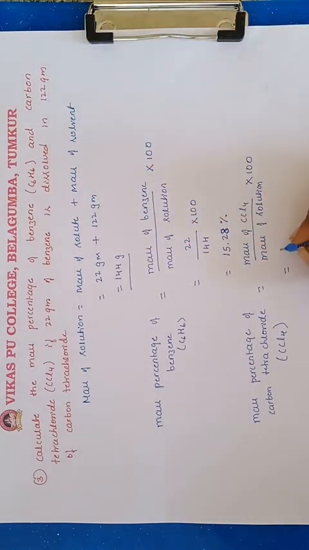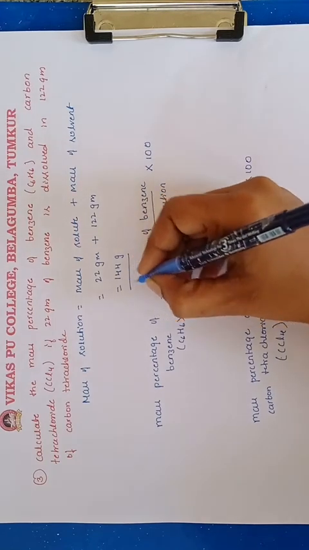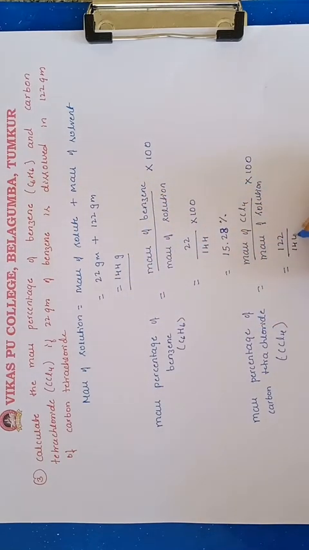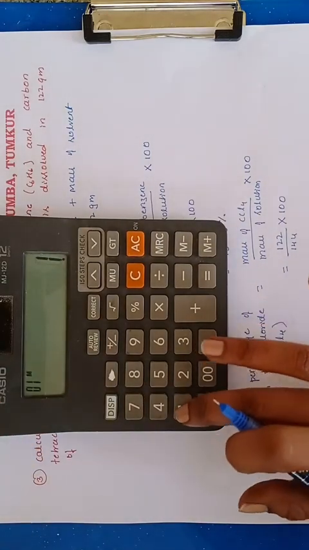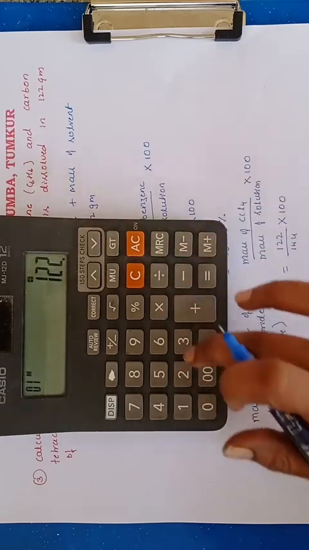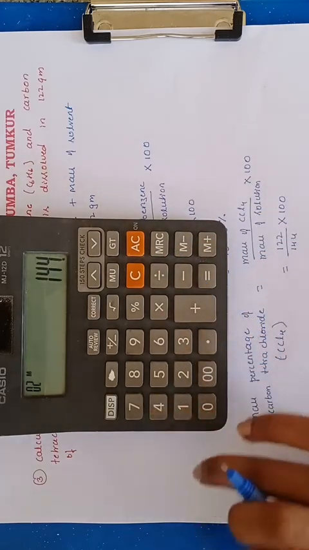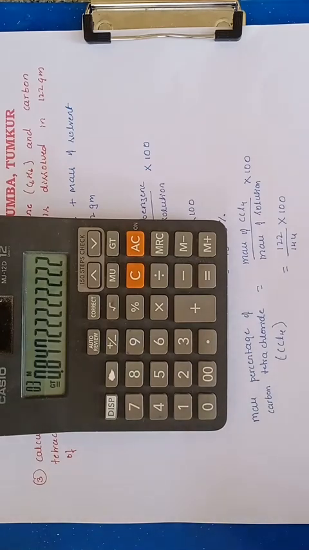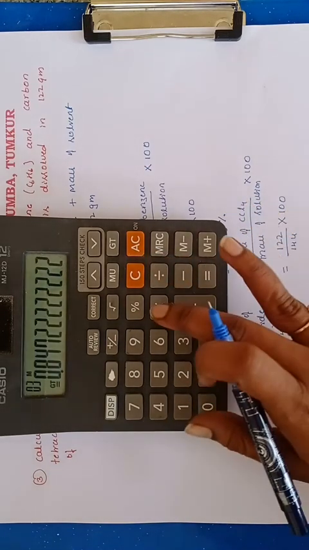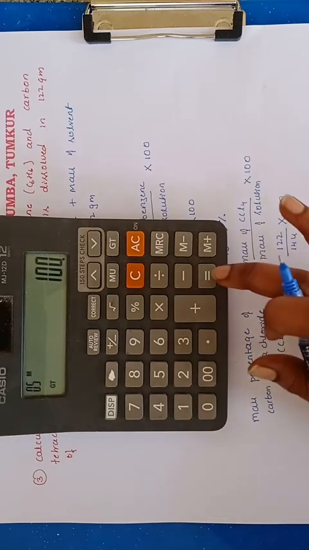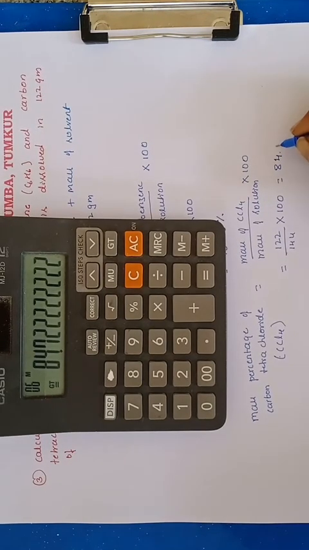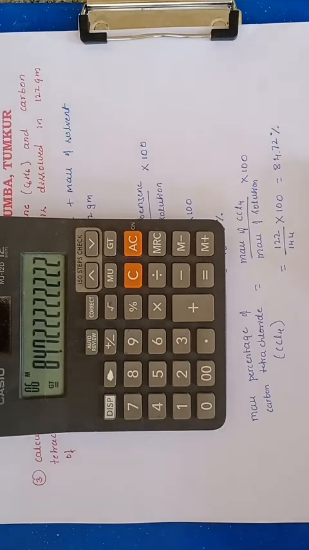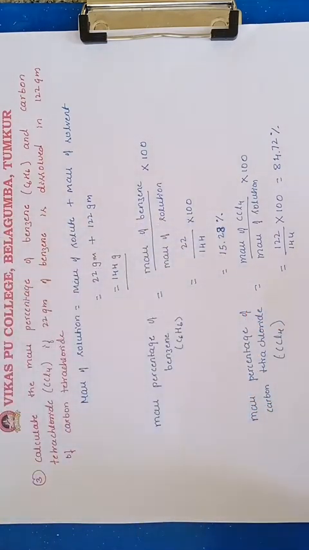122 gram. Then mass of the solution is 144. This 144 into 100. Then you should do the calculation. That is 122 divided by 144 equals, how much did we get? 0.847. That is into 100 equals 84.72%. That is the mass percentage of carbon tetrachloride.